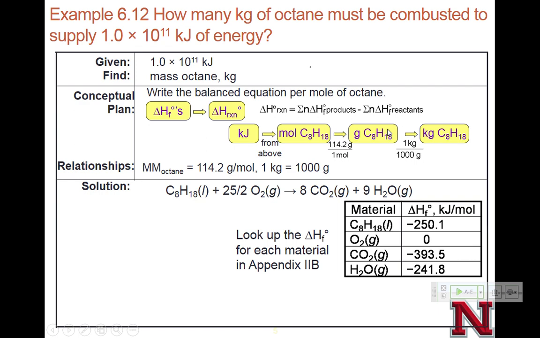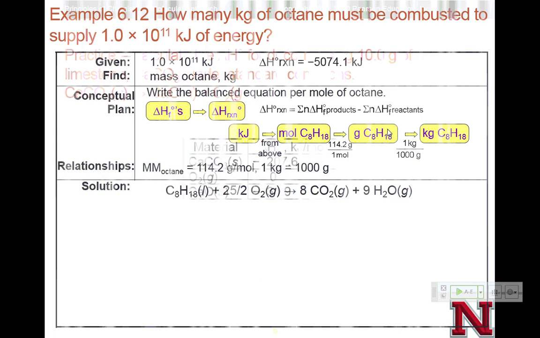It's just the sum of our delta H formations of our products minus the sum of our delta H formations of our reactants. That's because when we look at our reactants, we have to switch them, so that switches the sign. That's why it's that way. You have to make sure it's products minus reactants. It's very important. And we're just going to put our coefficients in the front.